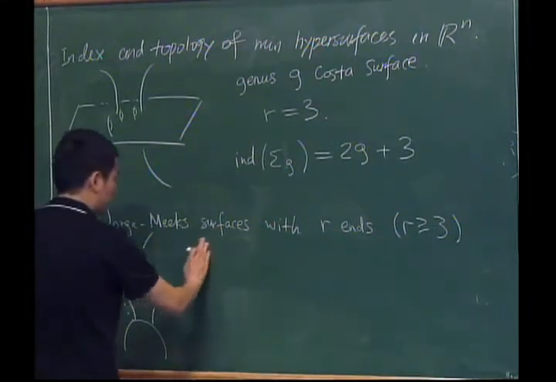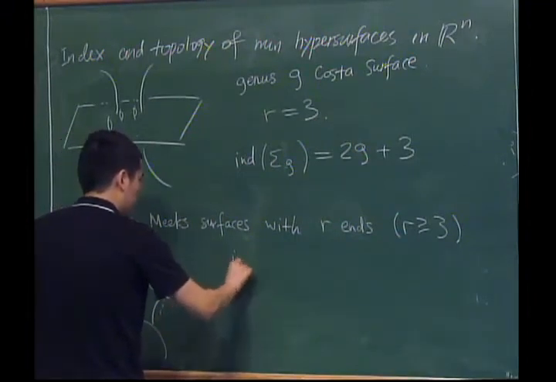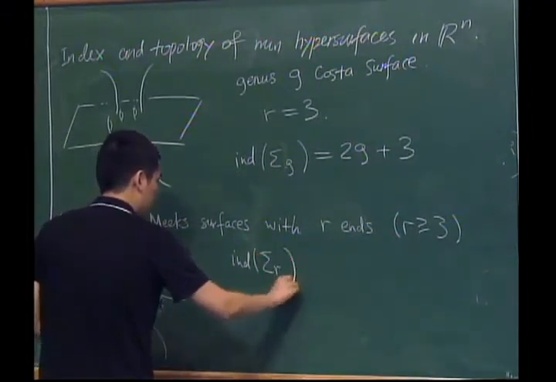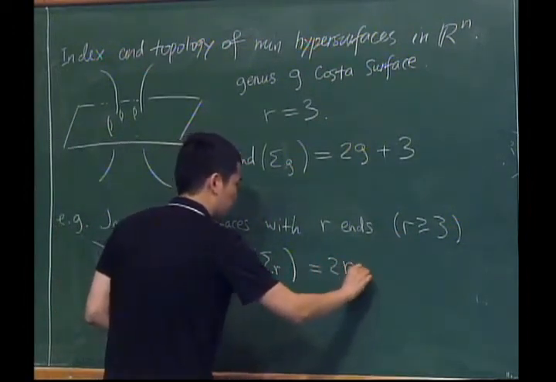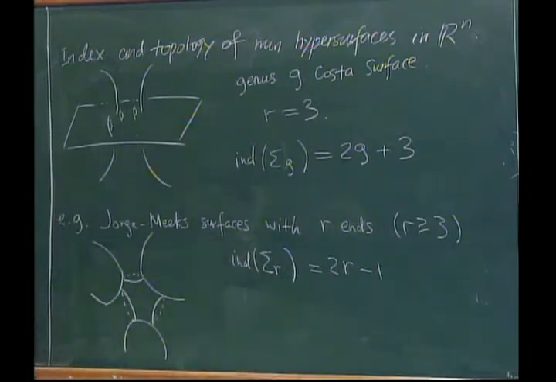And it was proved by Montiel and Ros that the index of a Jorge-Meeks surface with r ends is actually 2r minus 1. Okay. And the proof is also a conformal method. You basically look at the Gauss map of such a surface, and the singularities of the Gauss map lie on the equatorial circle. Then you can use some reflection principles and so on to prove the index is 2r minus 1.